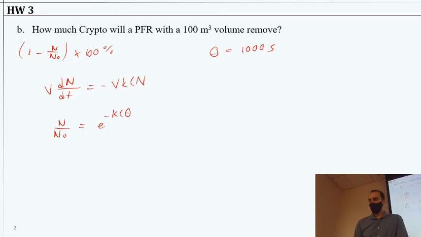Okay, so with that, we put in the numbers that we had a moment ago, and N over N naught is going to be 0.044. We put in those numbers, and 1 minus 0.044 then is 95.6%.